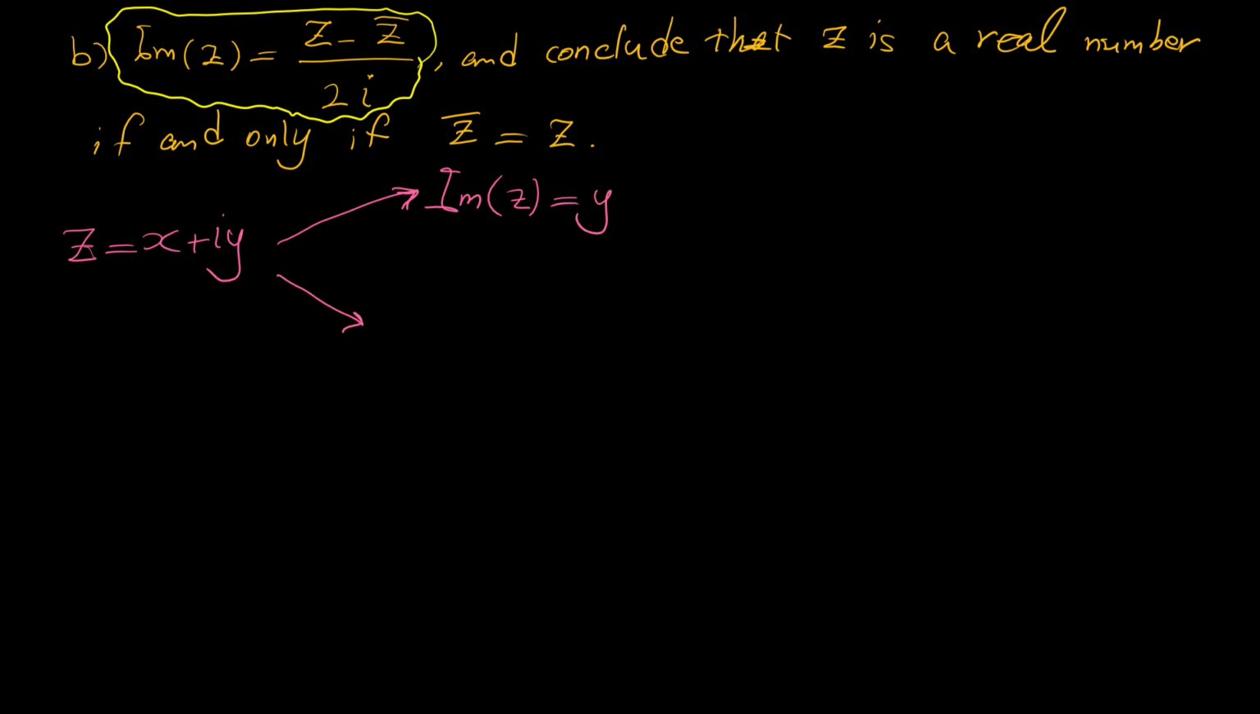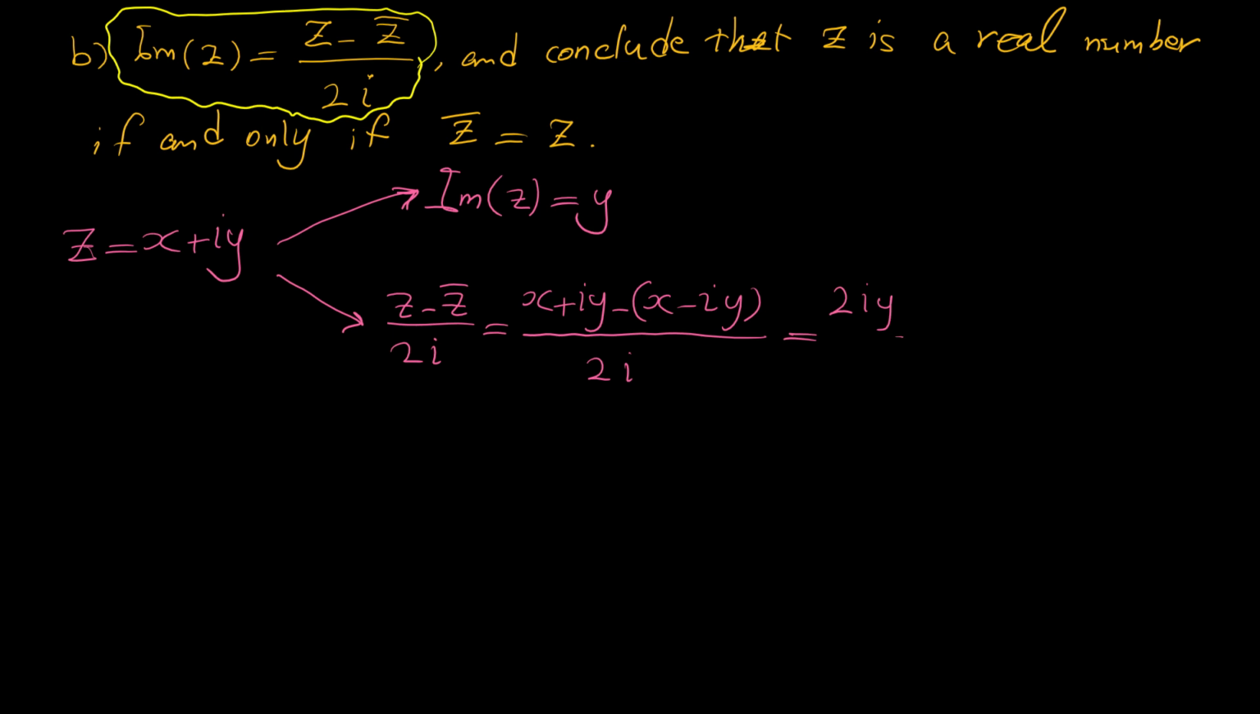Now let's see what is the other side of this equation. Z minus z conjugate divided by 2i. Z is x plus iy, minus the conjugate of z, which is x minus iy, divided by 2i. If we subtract the numerator terms, x minus x cancels. Then we have iy plus iy, which is 2iy, divided by 2i. 2i with 2i cancels, and then we have y.